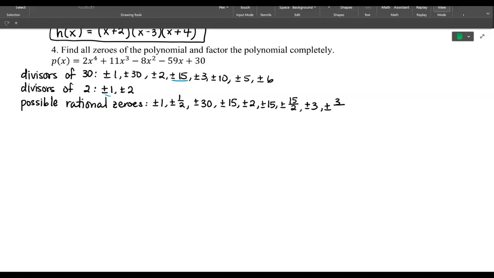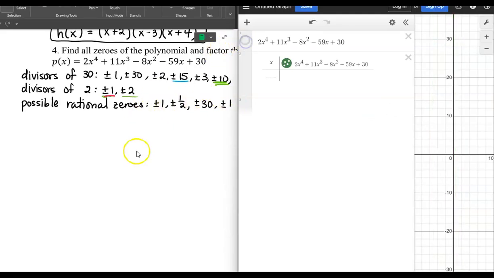3 over 1 is 3. 3 over 2. 10 over 1 is 10. 10 over 2 is 5. 5 over 1 is 5, which I don't have to repeat. So we did the 10 over the 1 to get 10, and then we did 10 over the 2 to get 5. But then when we go to do the 5 over the 1, we don't have to repeat the 5. But I will put down that 5 over the 2 is 5 over 2. And the last thing we have is the 6, which will give us a plus or minus 6 and a plus or minus 3, but that's already in our list, and so I don't need to repeat that again.